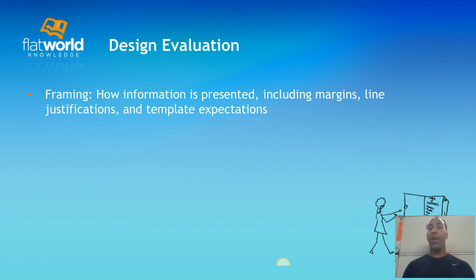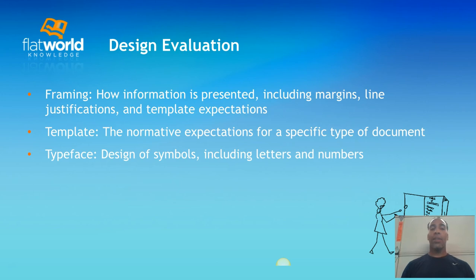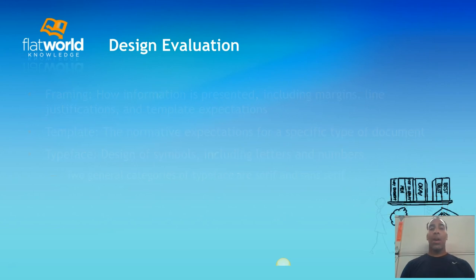Design evaluation, so framing, how the information is presented, including margins, line justifications, and template expectations, right? So that's the look and aesthetic feel of the document. Template is a normative expectation for a specific type of document. This is a template. Like I have templates for certain things at work. This is the information I need from you, 1, 2, 3, and I also need A, B, C. Typeface, so design of symbols, including letters and numbers. Two general categories of typeface are serif and sans serif. So you have your paragraphs, right? Typically people will write in paragraphs.